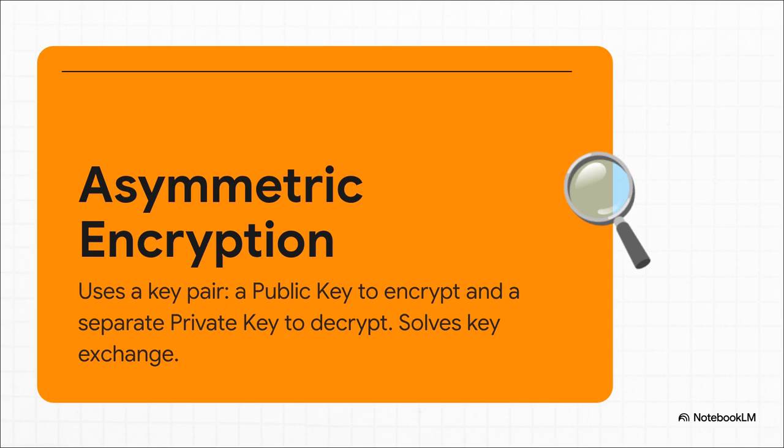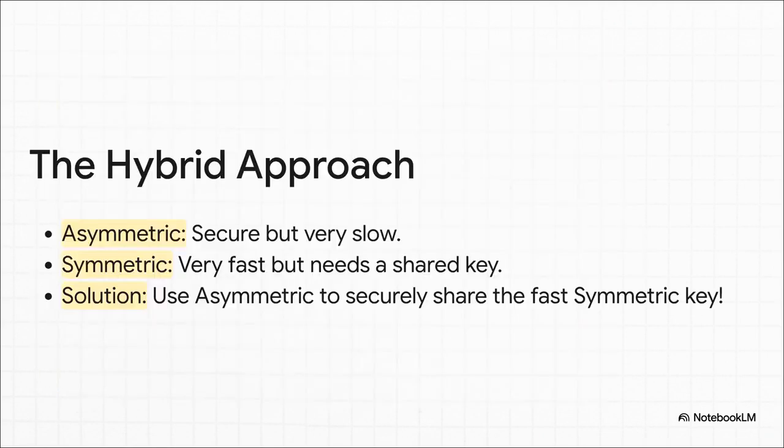But the only person in the world who has the key to open that specific padlock is you. That's your private key. It's brilliant. So, you might be thinking, why don't we just use this for everything? Well, the downside is that all that clever math makes asymmetric encryption pretty slow. It takes a lot of computer horsepower, but symmetric is super fast. So, what do we do? We combine them.